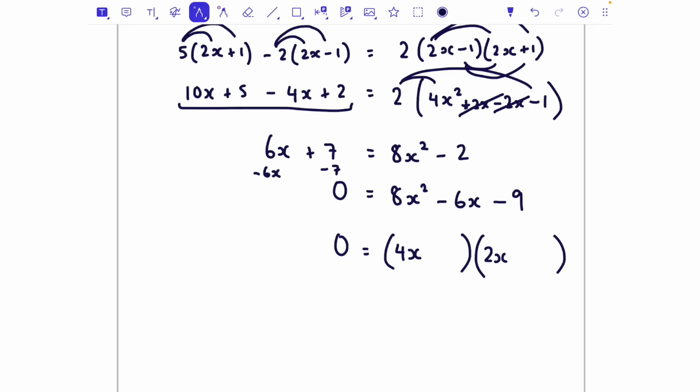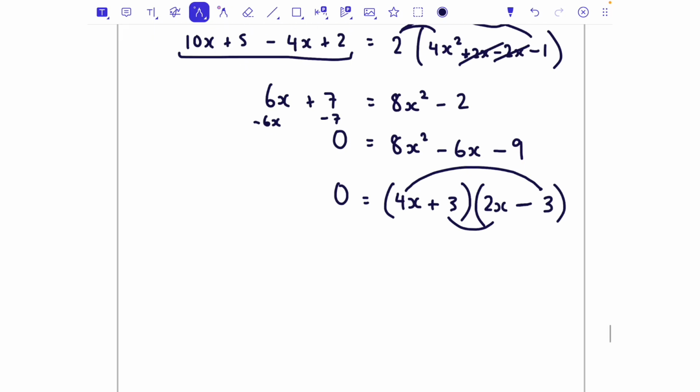4x and 2x. 9 is probably going to be 3 times 3, so let's pop that in there. And we're trying to make minus 6. So if I do 4x times 3, I get 12x. And 3 times 2x is 6x. I want to have minus 12, add 6, so it comes up to minus 6. So there we go.